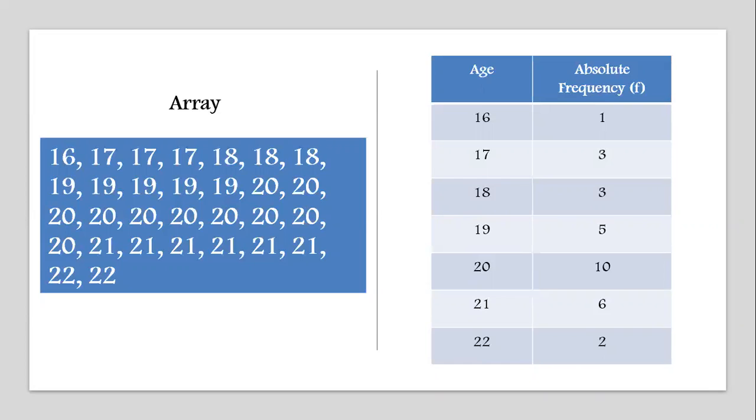So as we can see, we have one 16-year-old in our data set. We have 3 individuals who reported being 17, 3 individuals who reported being 18, and 5 individuals who reported being 19, and so on and so forth. So this is what an absolute frequency distribution table looks like.